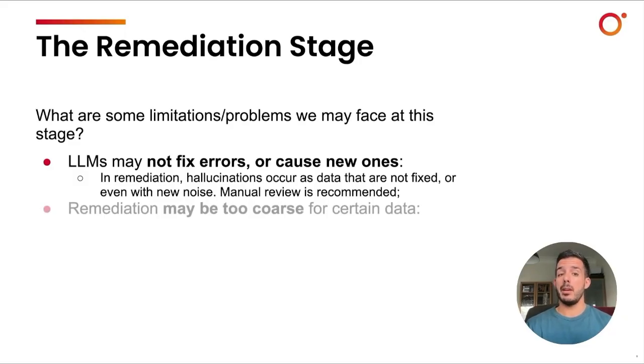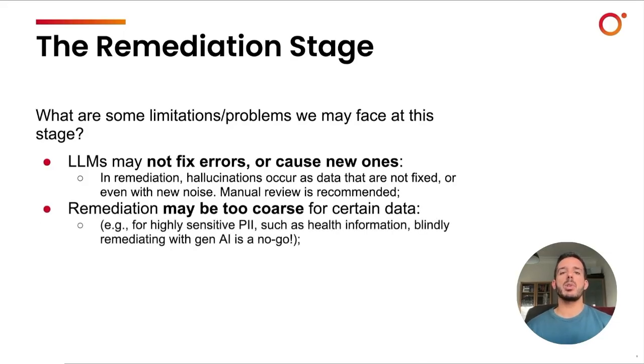Then, remediation may be too coarse for certain data. That is, for highly sensitive, personally identifiable information, such as health information, you can't just blindly remediate a dataset with GenAI, right? In our example, if you have a list of 50 customers that don't have a location for every single one of those 50, you're not going to use GenAI to automatically fill that location based on documents that you may have, right? If that specific dataset is important enough or sensitive enough, you want to have somebody actually going through each entry, finding out what is the value that is missing, or finding out how to estimate it with a lot of accuracy and filling it, right?